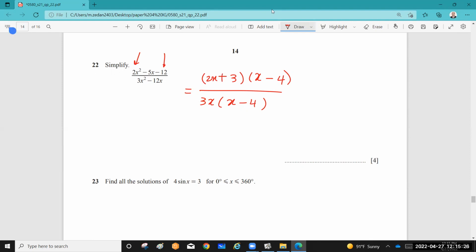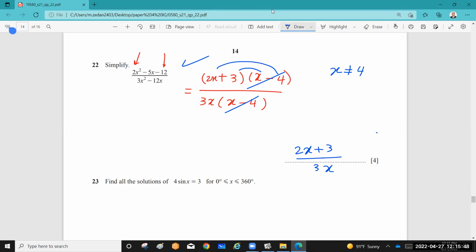And after that, you check the middle term if you want. You have -8 plus 3 is -5. Yeah, that's correct. So x minus 4 is cancelled, such that x is not 4. And the remaining expression is 2x plus 3 over 3x. Very easy question. This one. Yes.